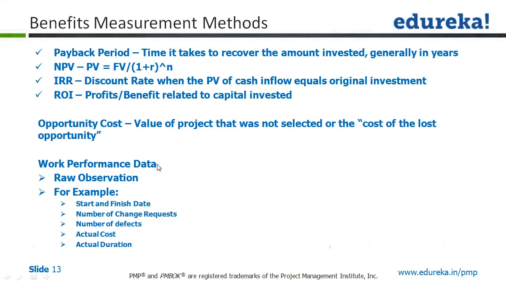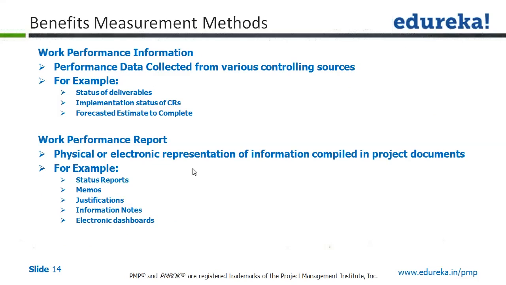Raw means a kind of tentative observation picked up from the project. An example is you have some start date and a finish date. You have how many change requests you have received, how many defects you have till now in a particular process. What is the actual cost? What is the actual duration? This is what is called a raw observation. So the word raw observation is attached with work performance data.